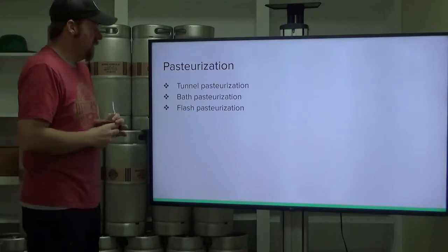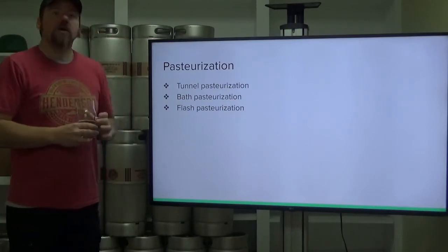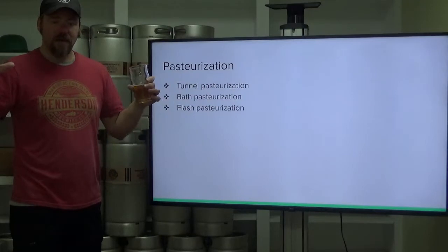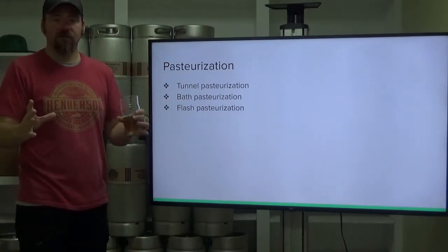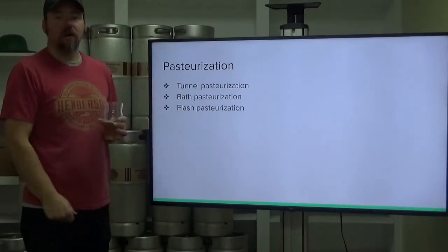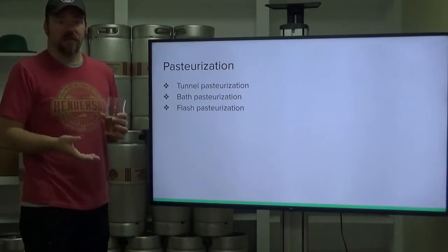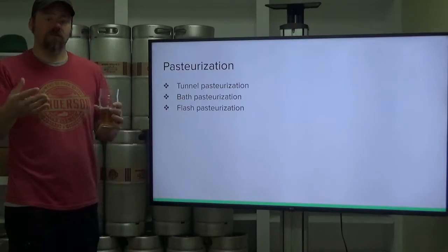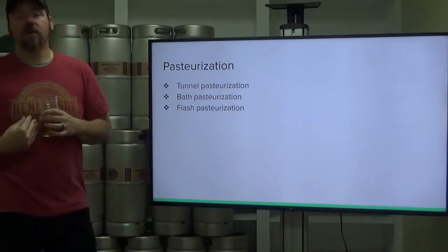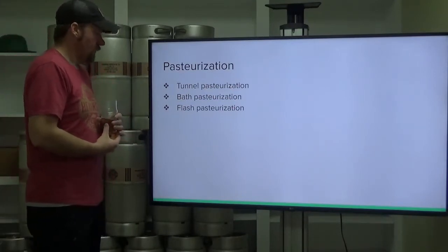process at that point. Bath pasteurization would be taking a small batch of your finished product, dumping it into a hot water bath, and based on the calculated time that is needed, leaving it in that hot water bath for a certain amount of time and then pulling it out to let it cool down from there.